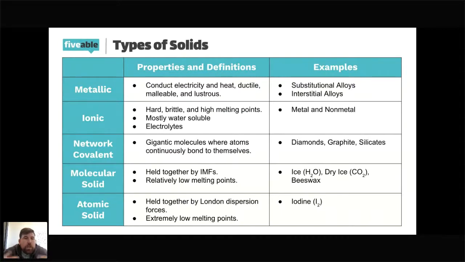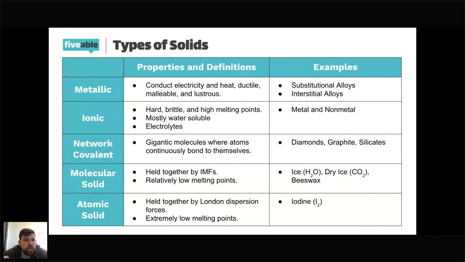Molecular solids are held together by intermolecular forces and therefore have relatively low melting points. You can think of molecular solids as like ice, liquid water being solid water, dry ice, carbon dioxide, or even beeswax like I referred to earlier. These are all examples of molecular solids.